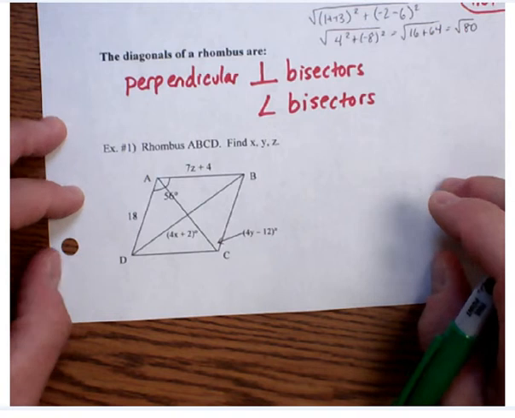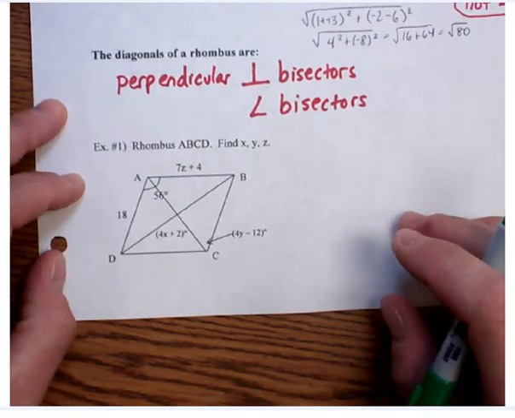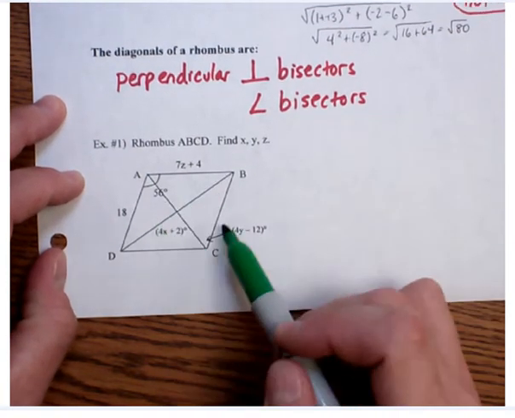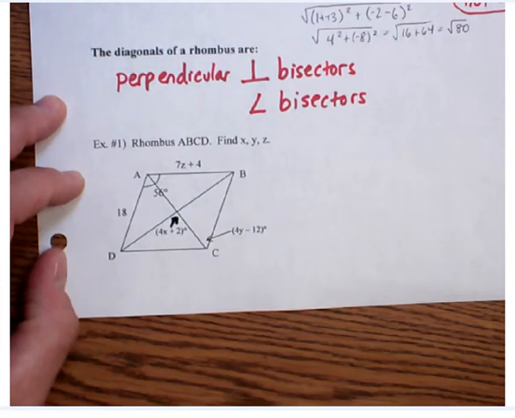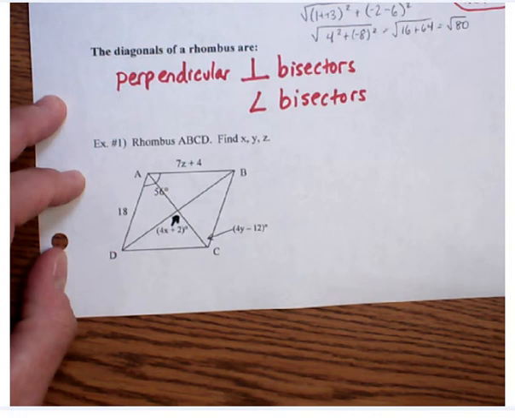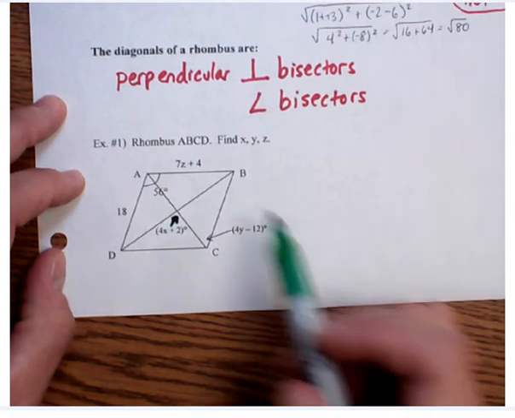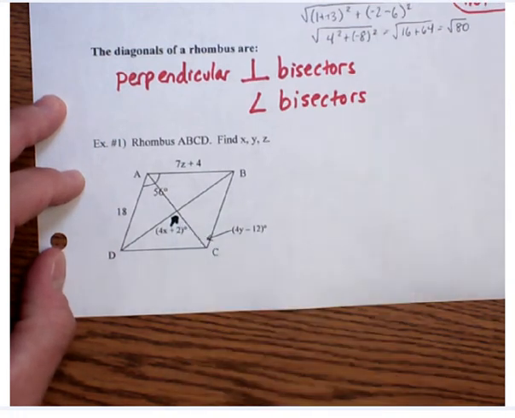And what I'd like you to do is pause the video right now and see if you can figure this out. The 4x plus 2 is going to this angle here. So see if you can figure this out and then go ahead and resume the video and we'll see if we agree with our answers.